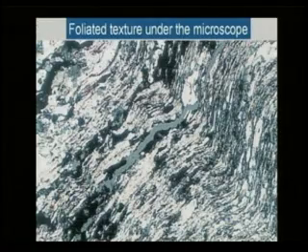Up close and personal, here is a granite, and there is the resultant gneiss. Let's do that again. Granite, look at the crystals, and now after pressure, gneiss. This is what foliation looks like under the microscope. You can see the different minerals, again, are lined up in a nice parallel fashion.